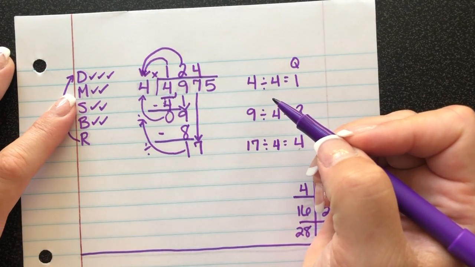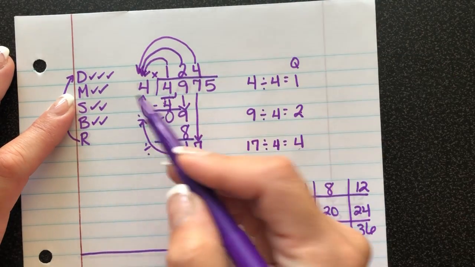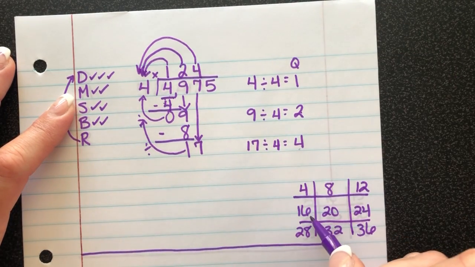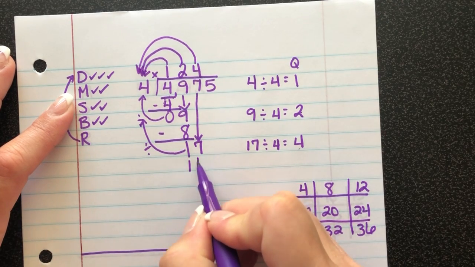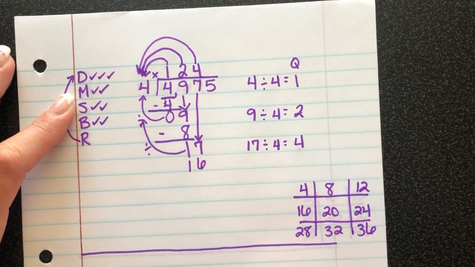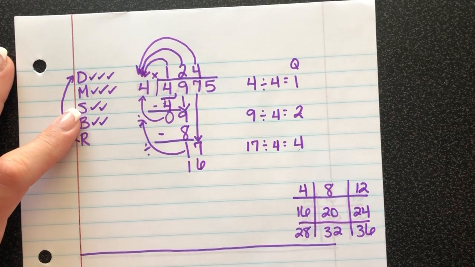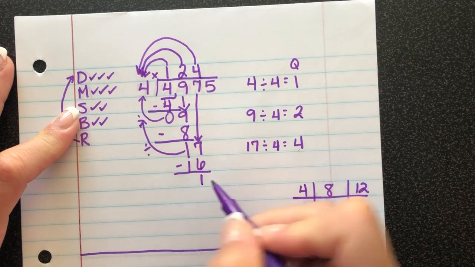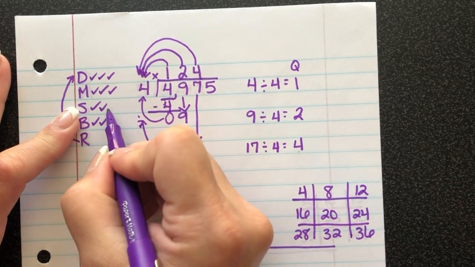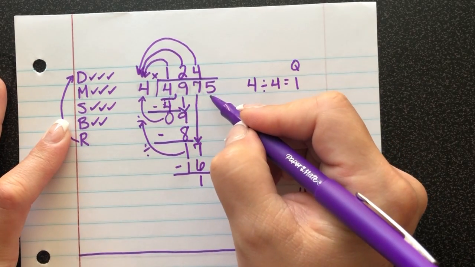Next step is to multiply. So I need to take that 4 and multiply it by 4, which equals 16. That 16 goes down here under the 17. Okay, so we've multiplied. Now we need to subtract. 17 minus 16 leaves me with 1. Okay, so we've subtracted. Now I need to bring down the 5.